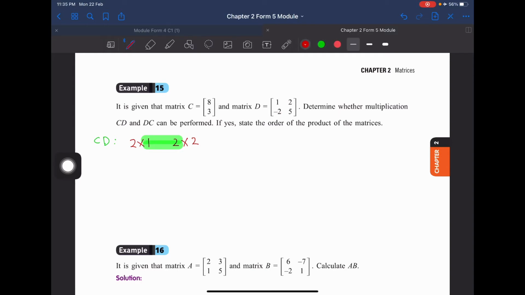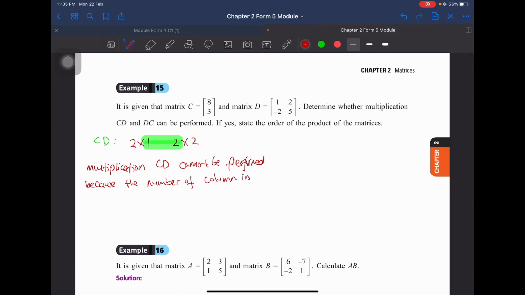So how can we write the reason? Multiplication CD cannot be performed because the number of columns in C is not the same as the number of rows in D. So this is the main criteria before you multiply any matrices.